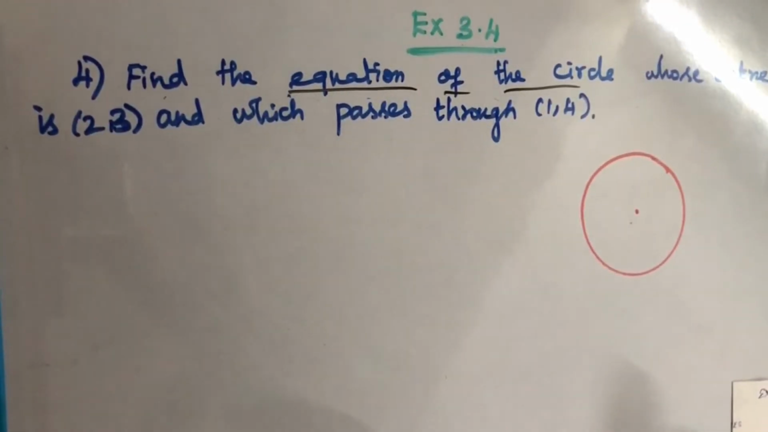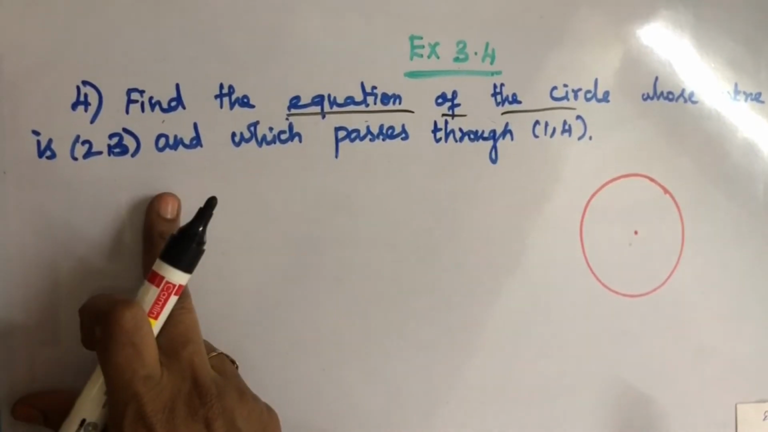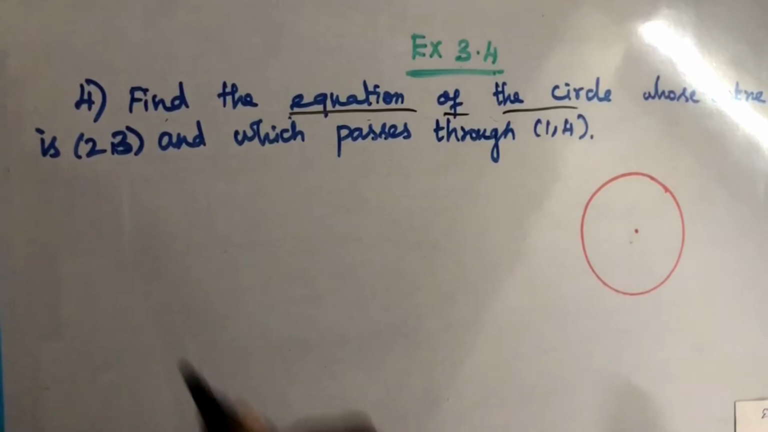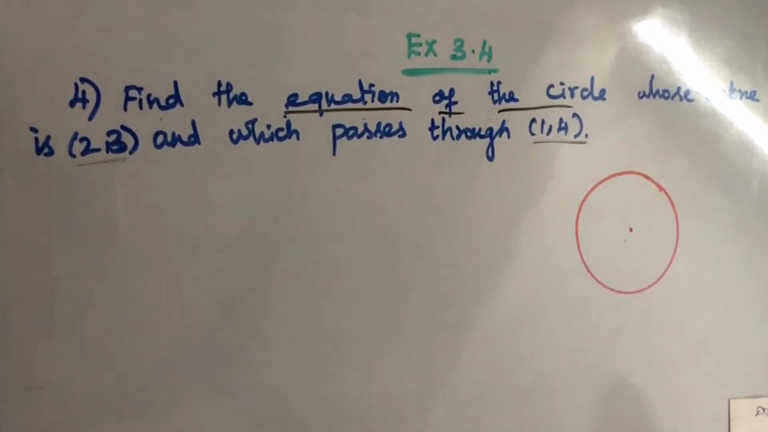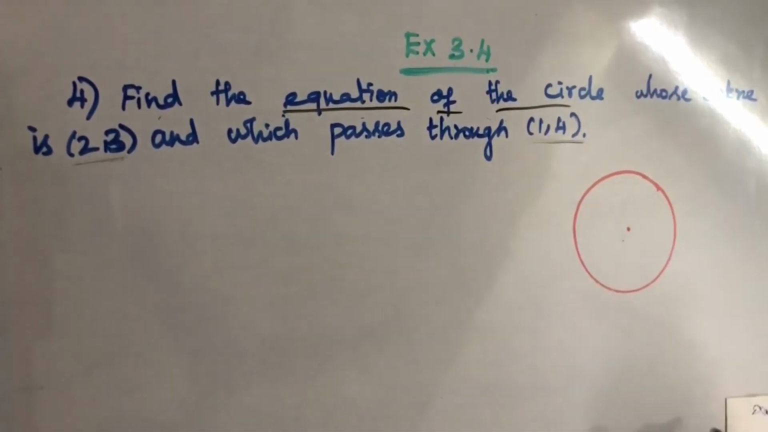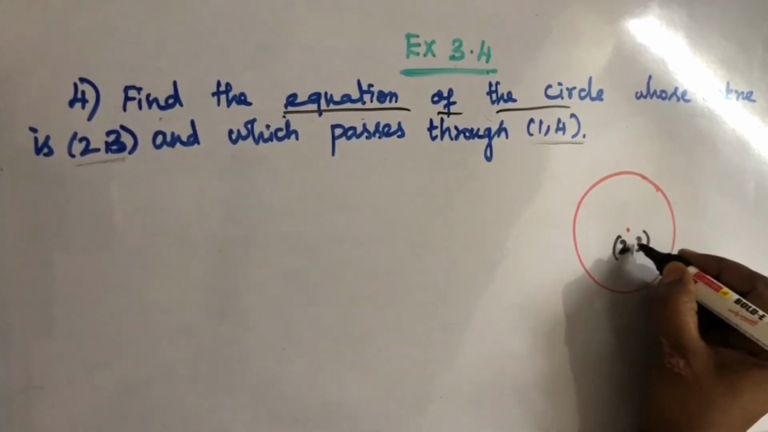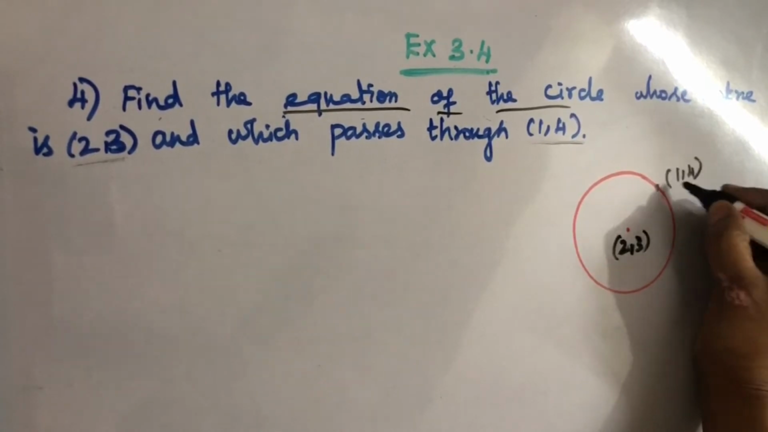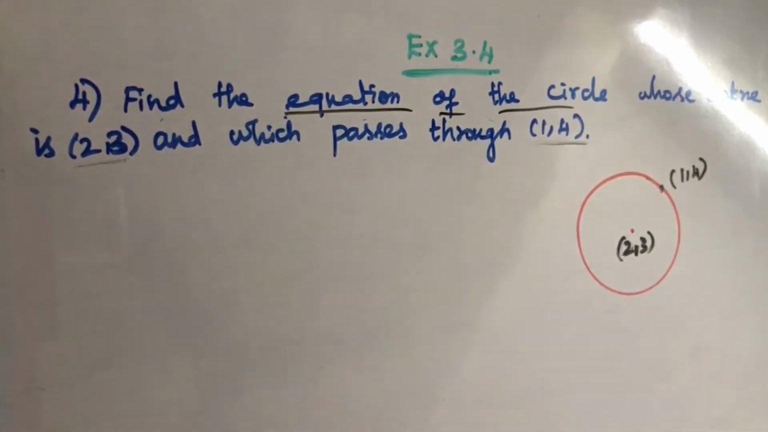So, fourth question, find the equation of the circle whose center is 2, 3 and which passes through 1, 4. So, center is given and another point 1, 4 is also given. Okay, a point on the circumference. Okay, so it is 2, 3 is the center and a point it may be 1, 4, it may lie here. So, we have to find the equation of the circle.